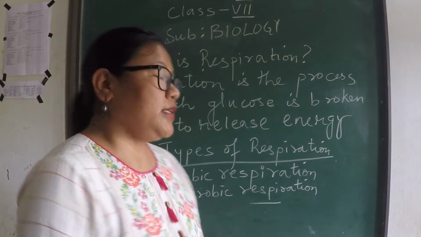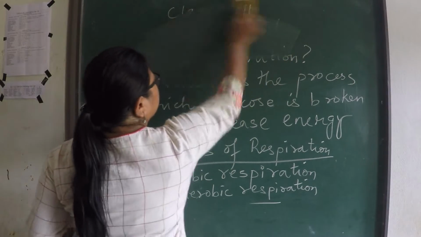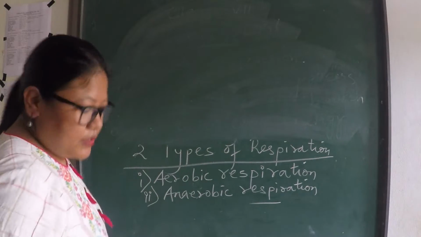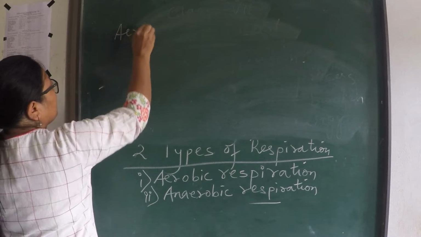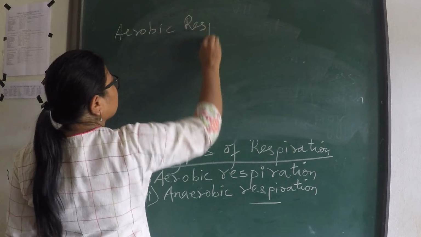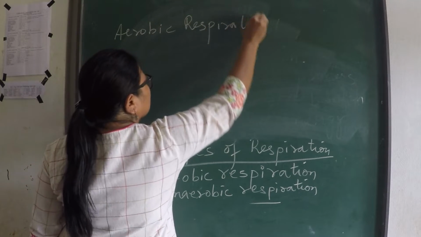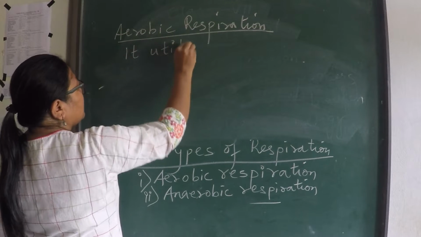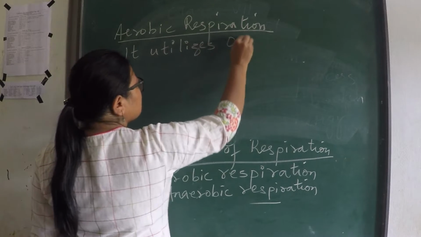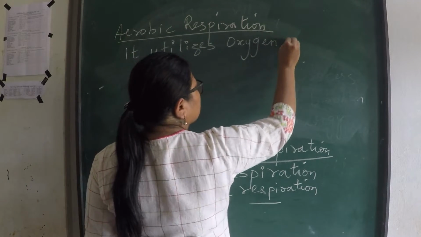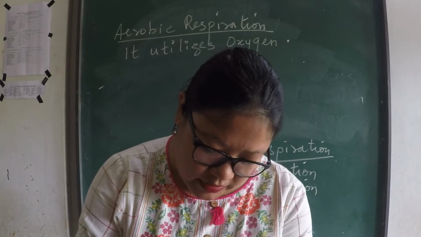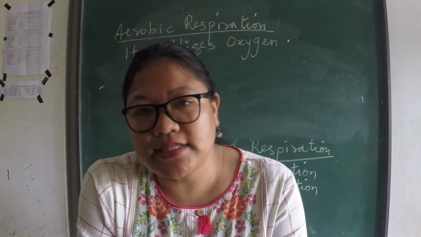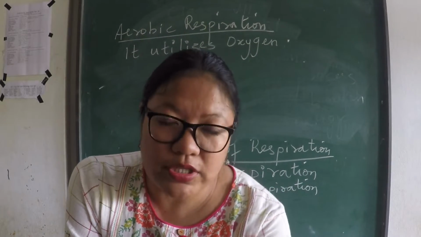Okay? Now we will define aerobic respiration first. That means it utilizes oxygen. It utilizes oxygen, what does it mean? That means glucose is completely oxidized into carbon dioxide and water and energy.